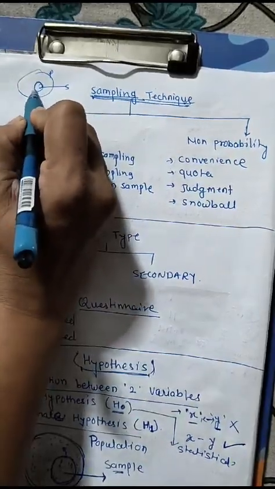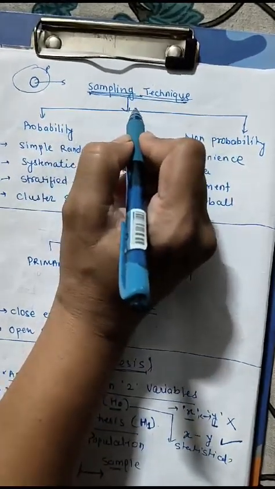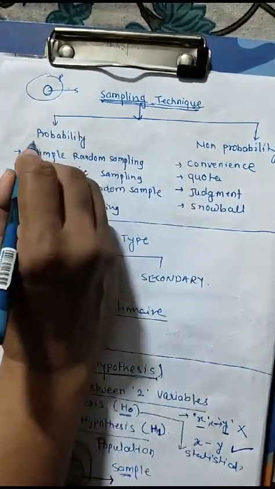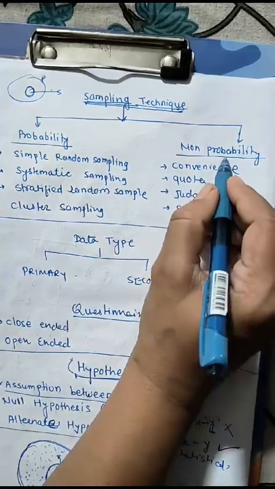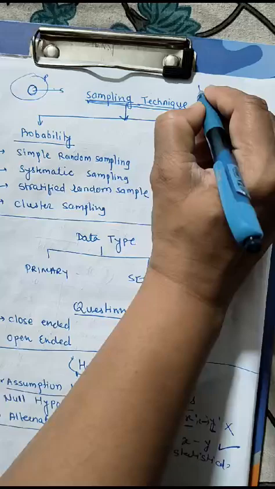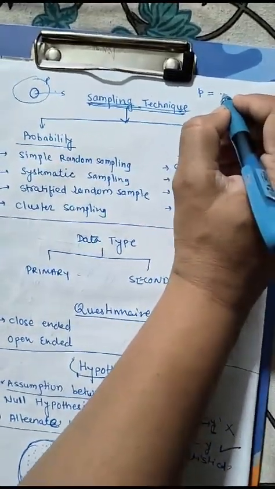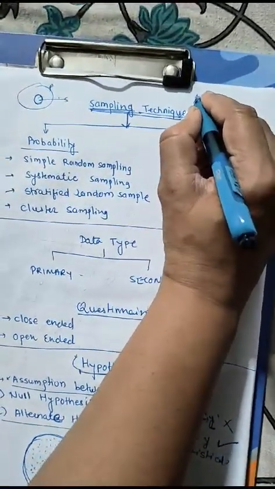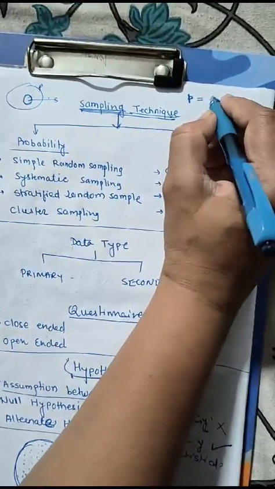This is your sample and this is the population. There are two main techniques of selecting a sample from the population. The first one is probability sampling and the second one is non-probability sampling. What is meant by probability here? Probability is nothing but the chances of getting selected from a particular set. Probability means the chances of getting selected when there is an event.